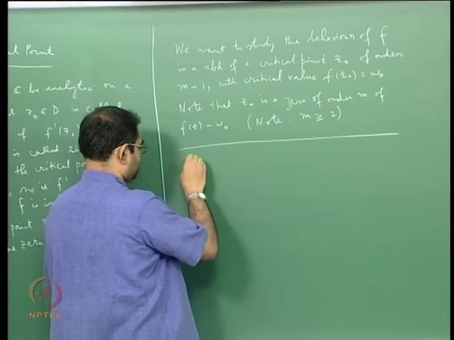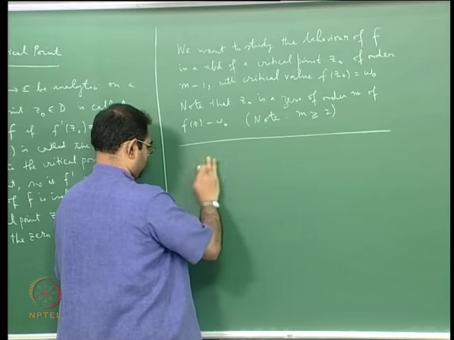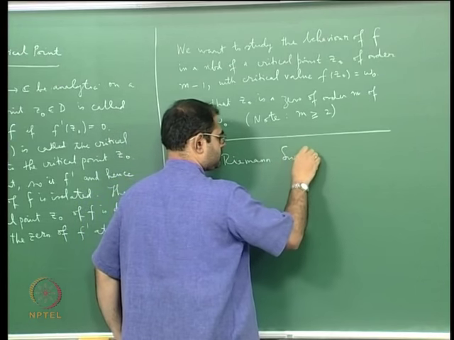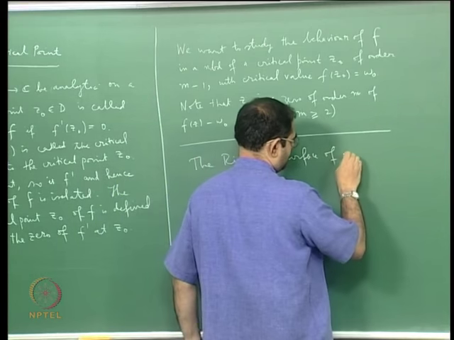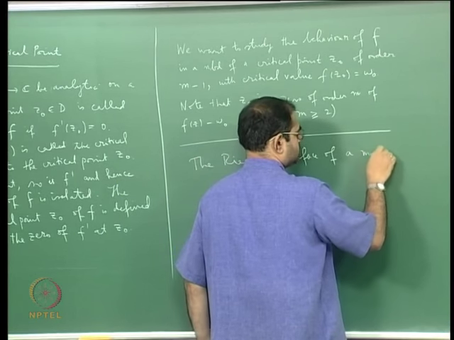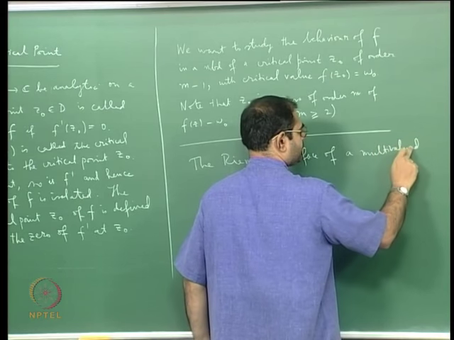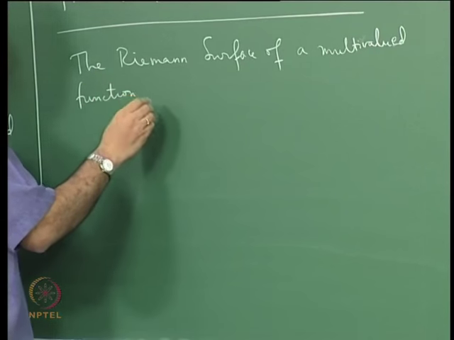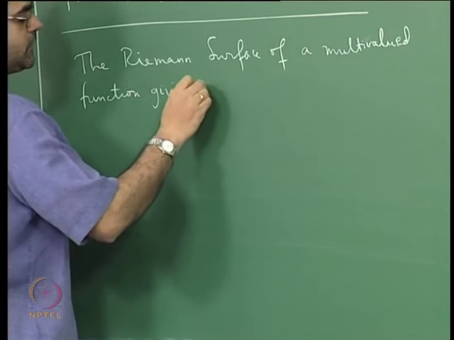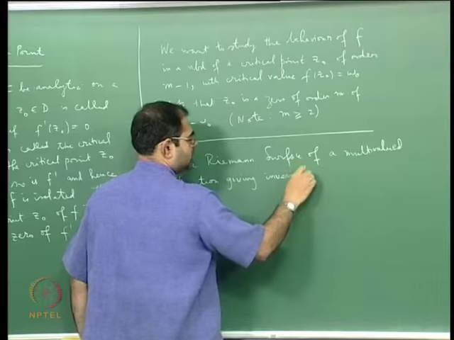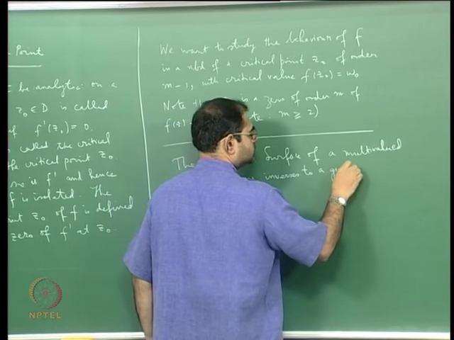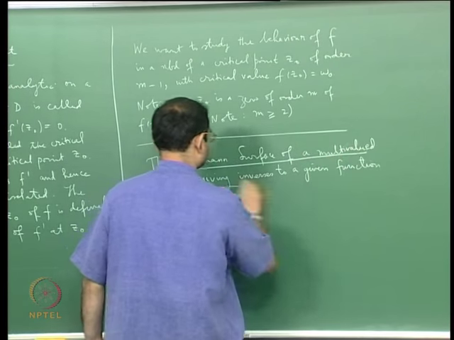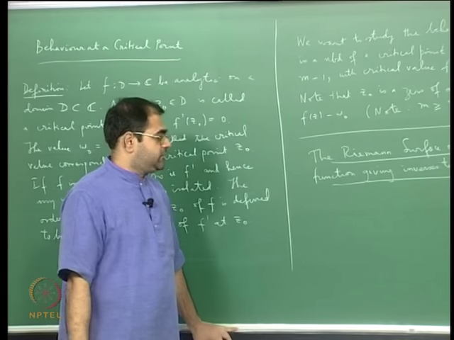So let me write the title as the Riemann surface of a multi-valued function giving inverses to a given function. So this is something that needs to be understood.